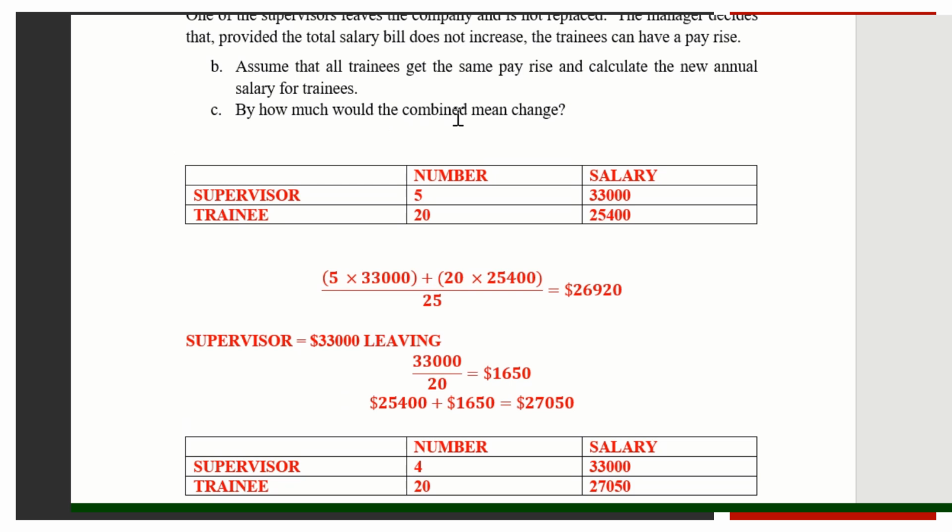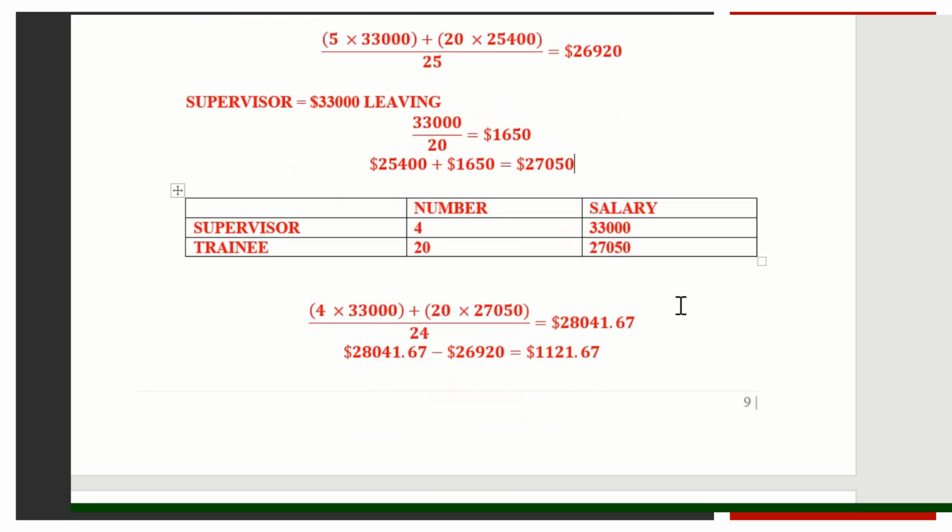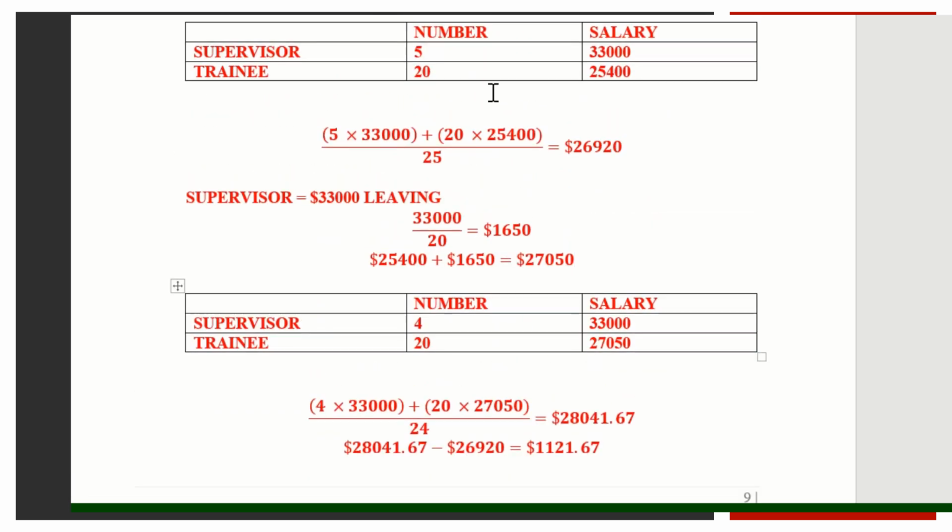Now, by how much will the combined mean change? You have to find the new combined mean first. So initially was 5, now become 4, 33,000. 20 initially was only this much. Now they got a salary raise to 27,050. However, you calculate this, you calculate your new combined mean, then you minus these two values to find the difference. Okay, so you should be able to manage this. Pause it, follow the video, play.